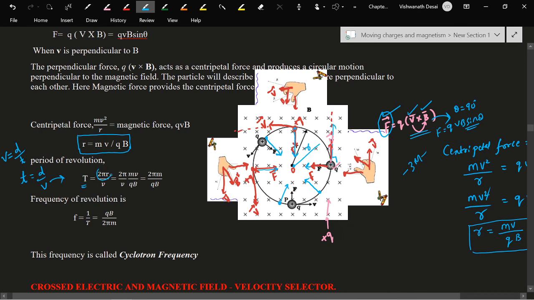The distance traveled by the particle is 2 pi r, right? 2 pi r is the circumference of the circular path. So 2 pi r divided by v. So 2 pi by v as it is, you keep it. But what about r? From the previous relation, r is equal to m v divided by q B. Apply it. So now you just cancel v and v. You are going to get 2 pi m divided by q B. And this is the time period.